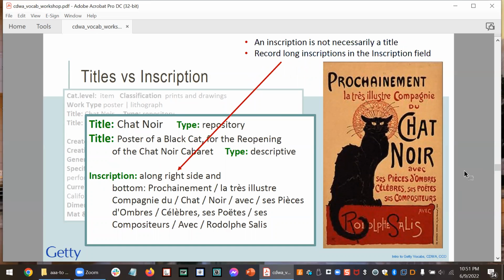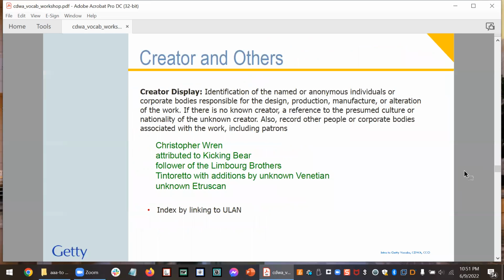We also advise to distinguish between the inscription and the title. I know this differs a little bit in bibliographic cataloging, but for art, we find it not very useful to always record the entire inscription as a title. So in this case, the repository calls this print Chat Noir. And then there's a descriptive title, poster of a black cat for the reopening of the Chat Noir Cabaret, but we don't have the entire inscription there as a title. Instead, that is recorded in a separate field.